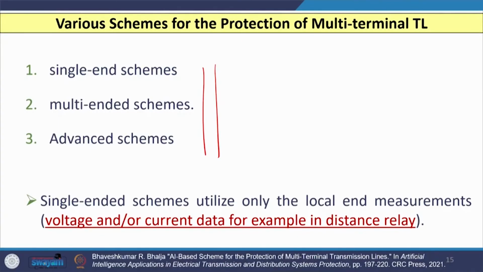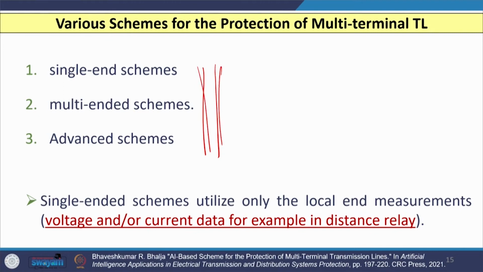The first one is the single end schemes. As the name suggests, it will take only measurements from the sending end or local end. The second is the multi ended schemes, which can take the measurements from several buses, and the third is the advanced schemes, that are based on some recent techniques, maybe pattern recognition or travelling wave, like that. So, let us consider each of these schemes one by one.